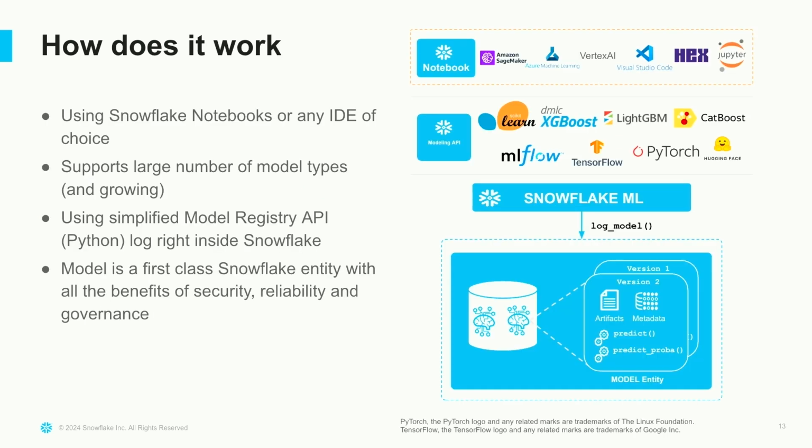How does it work? You can start from Snowflake Notebook, which is just one browser tab away, or you can use whatever IDE you are using. From there, you can use the modeling API that lets you train models inside Snowflake. If you choose to use any other SDKs, feel free to use them. We support a vast range of libraries for model registry, and this list is constantly growing. Then all you have to do is call log model in the Snowflake ML library SDK, and the model is inside Snowflake and inference ready. You can run inference on the warehouse without any extra step.